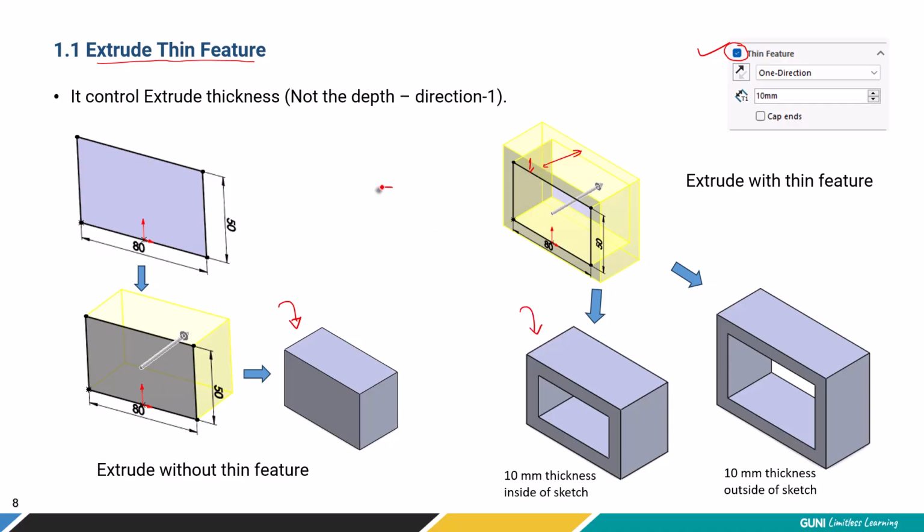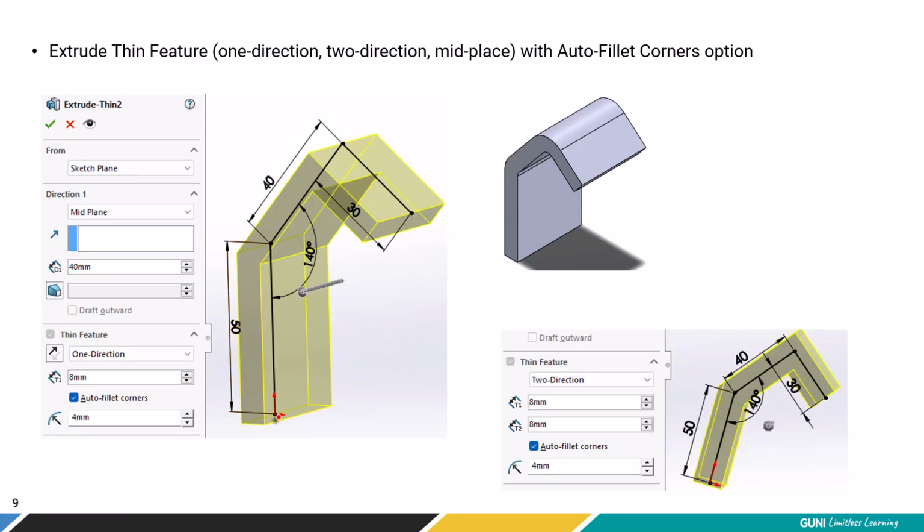Sometimes if your sketch is open like this, not closed, then SolidWorks will automatically switch to the thin feature. But even if you have a closed shape and you want to create a thin structure, then you have to choose it manually. In the second exercise, we'll have this kind of purely open sketch and we'll try to deal with the thin features.